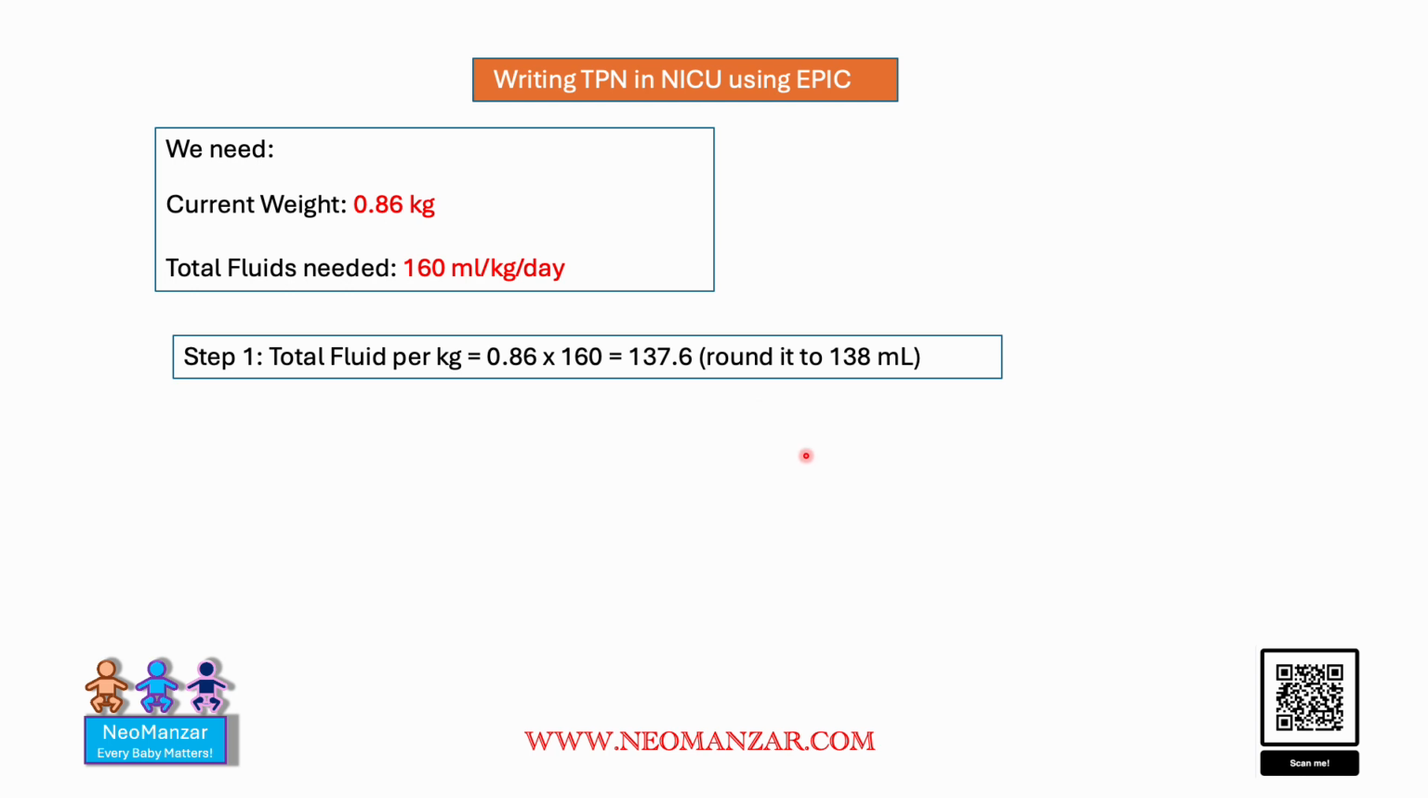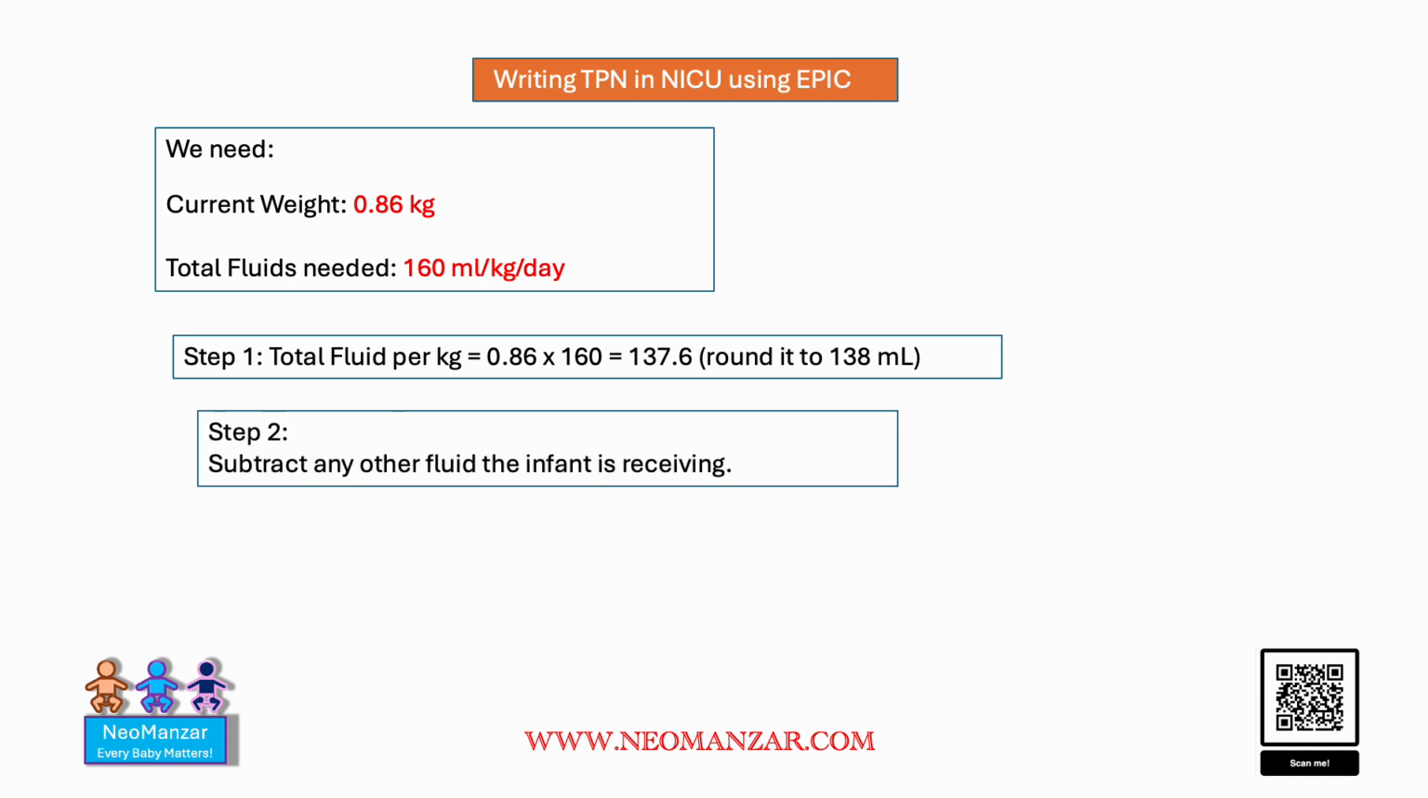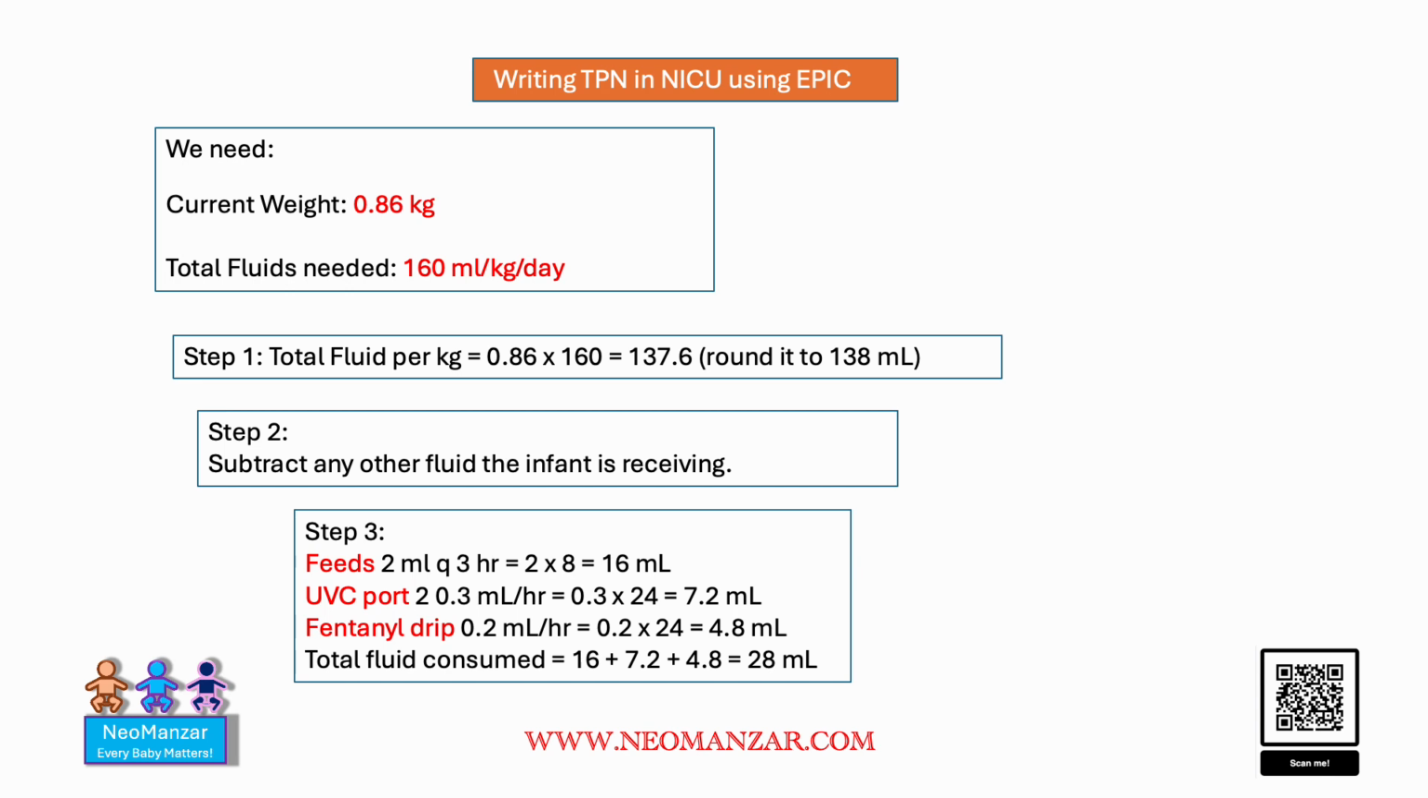For this presentation's sake, we are going to use a round number. And again, if you find any mistake, please reach out to me on my email, neomd@neomanzer.com. Step 2, you have to subtract any other fluid the baby is receiving. In this case, the baby is being fed 2 ml every 3 hours, so that is 2 times 8, 16 ml. Baby is getting some IV fluid running through port 2 of the UVC, so that is 0.3, and then you multiply by 24, 7.2. And baby is getting a fentanyl drip. So altogether, the total fluid already consumed is 28 ml.